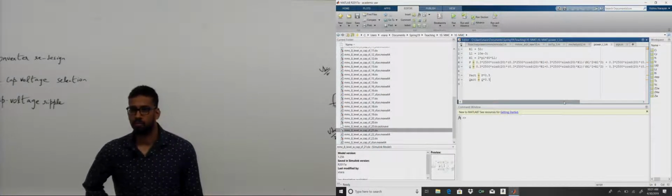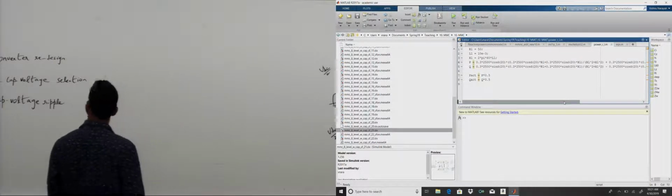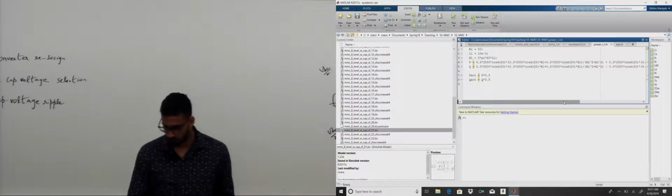This is an extremely useful topology for high voltage DC transmission. This is perhaps the way to go, right?